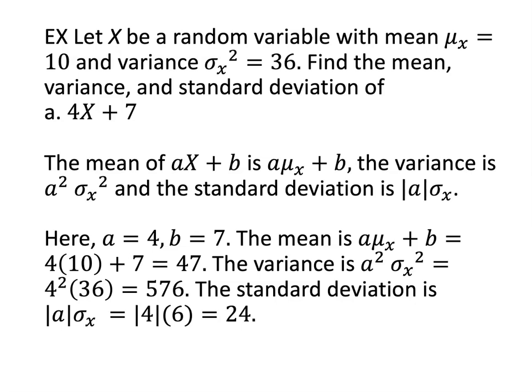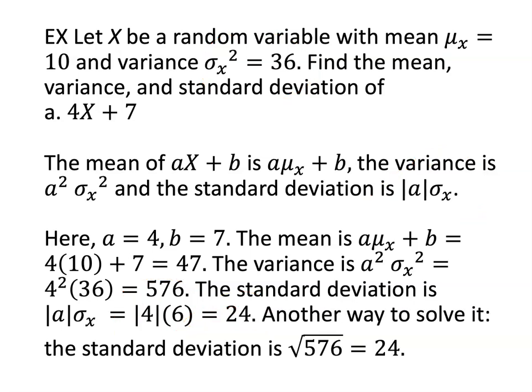The standard deviation can be obtained using this formula. So it's the absolute value of a times sigma sub x. Absolute value of a, that's going to be 4. If the variance is 36, then the standard deviation is going to be the square root of that, in other words, 6. So absolute value of a times sigma sub x, that's 4 times 6, that's 24.